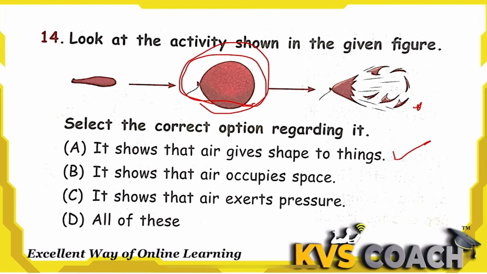It shows that air occupies space. Yes, this is also right. Air is occupying the space in this balloon. It shows that air exerts pressure. Yes, this is also shown by this. If we put more and more air, then balloon will be inflated. It means air exerts pressure also. That's why it is inflated. So all of these are the correct answer.